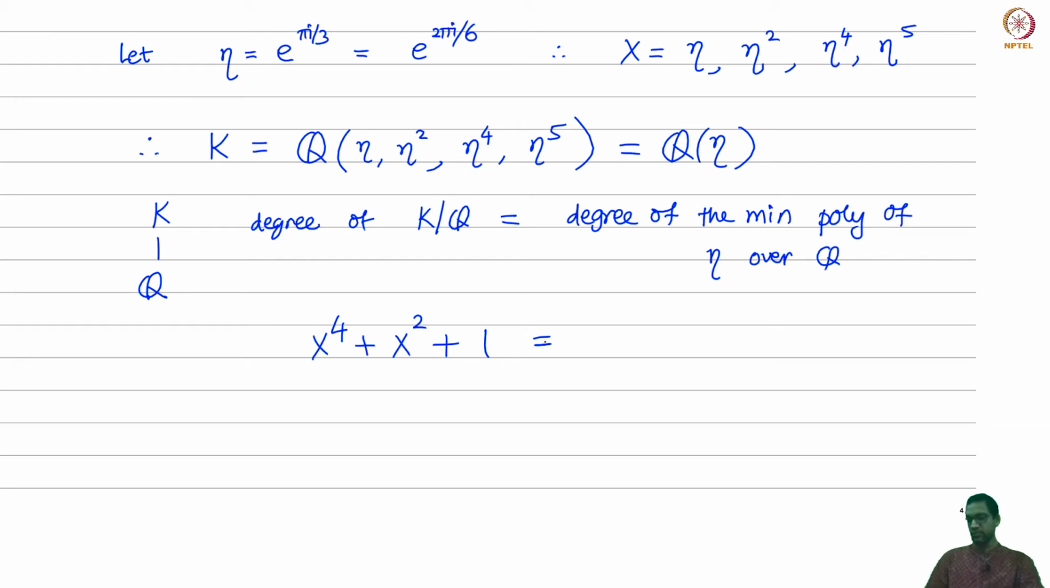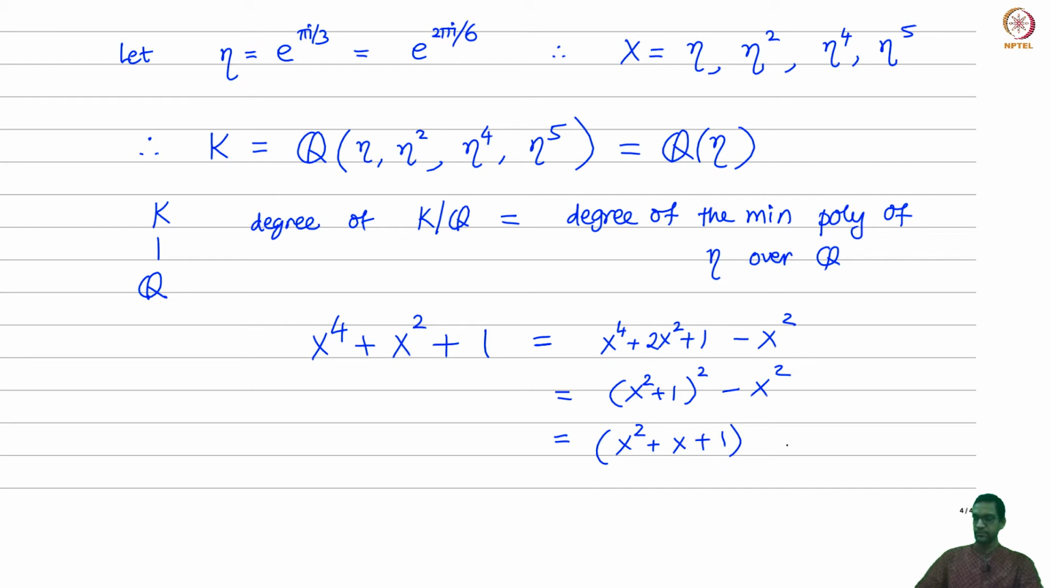Well, one has to play with it a little bit to see what can be done to it, but if you use a little manipulation, here's something you can do: x to the 4 plus 2x square plus 1 minus x square. Now this is just (x square plus 1) the whole square minus x square, and now I use the identity a square minus b square is a plus b into a minus b. So in fact this factorizes into a product of these 2 elements.